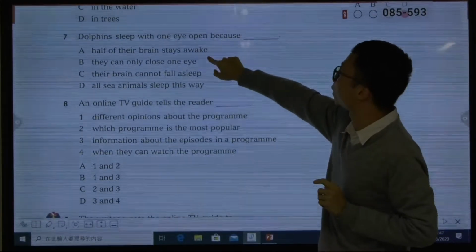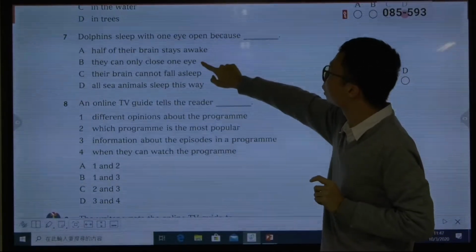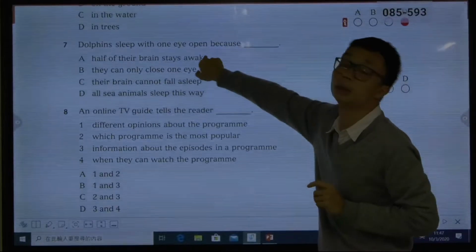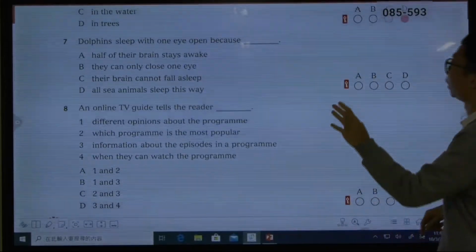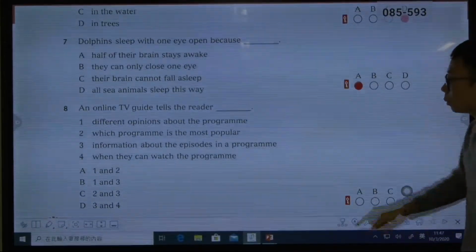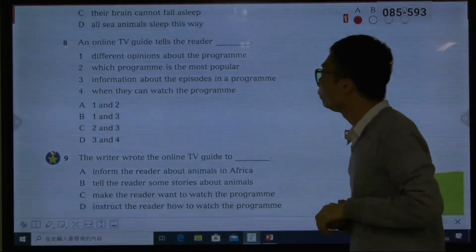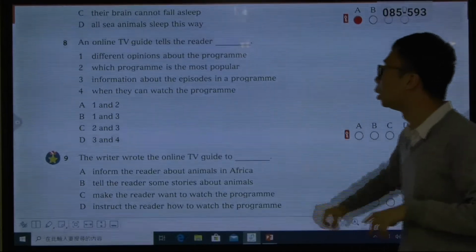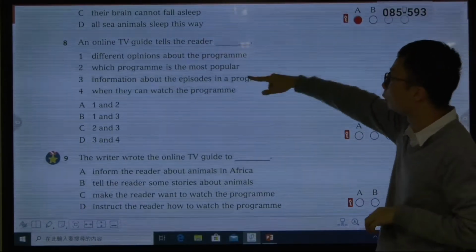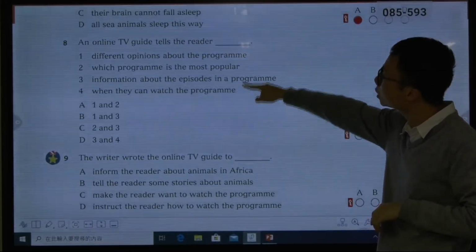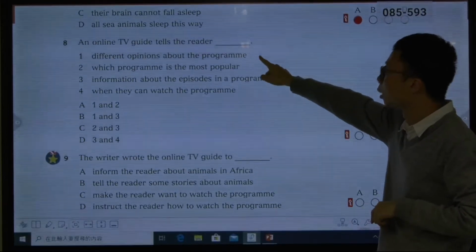And then this one is the only close one. This is the only thing that's stated here. So okay. Here. Online TV guides tell the reader... Okay, and then you have all the 1, 2, 3, 4 options. Let's think about this slowly.